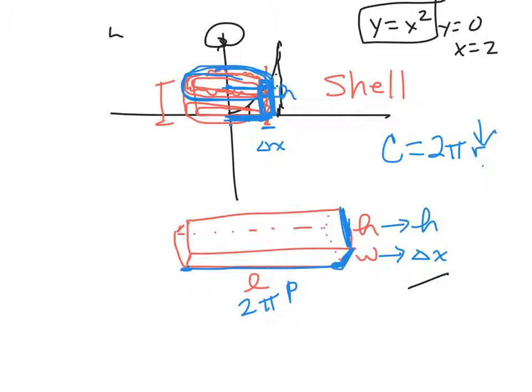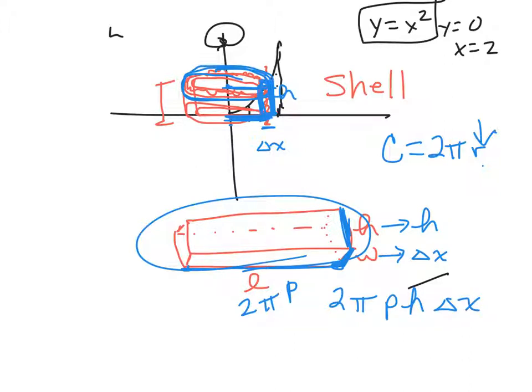Okay, now let's take the length times the width times the height and get the volume of this thing. So 2 pi p h delta x, and what that represents is the volume of one shell. Am I making sense, Austin? Am I making sense, Aaron? Okay, that's the volume of one shell.